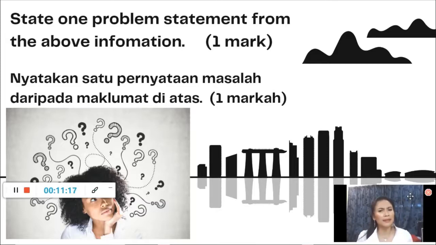Nyatakan satu pernyataan masalah daripada maklumat di atas. Okay, so as long as they ask about problem statement, you need to remember it must be a question. The answer will not end with a full stop. It is a question that starts with words like when, how, where, these words.